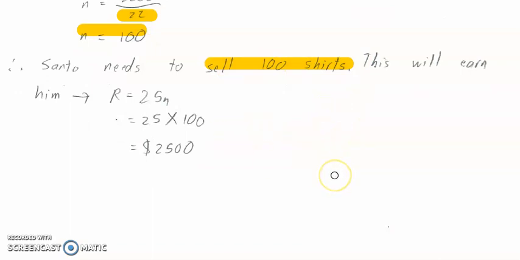That's going to earn him, well, if he sells 100 shirts, 25 times those 100 shirts he sells, he's going to earn $2,500. But his costs will also be $2,500. His break-even point is 100 shirts, which will earn him $2,500 in revenue and cost him $2,500 in expenses.